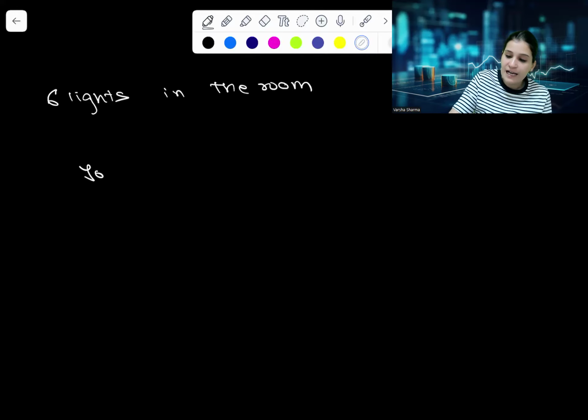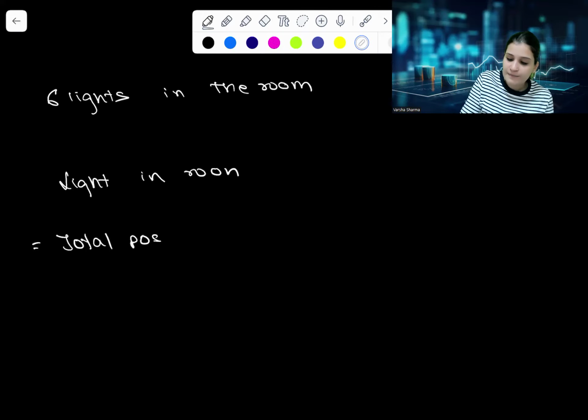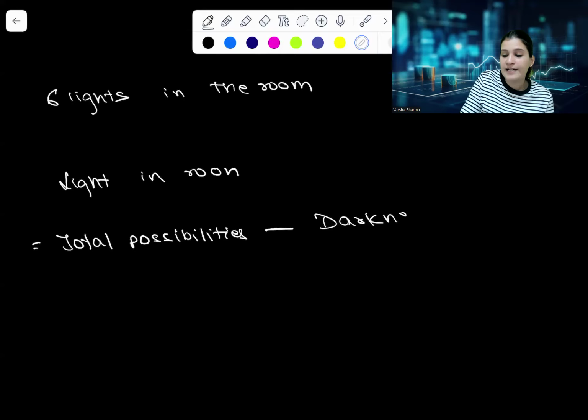See, if I say I want light in room, it can be done by 6 ways. For 1 light, 2 light, 3 light, 4 light, 5 light, 6 light, 6 cases. And then the number of ways has to be obtained for each one of them. So much of a work. Rather than that, can I not say total possibilities minus darkness. Can I do that?